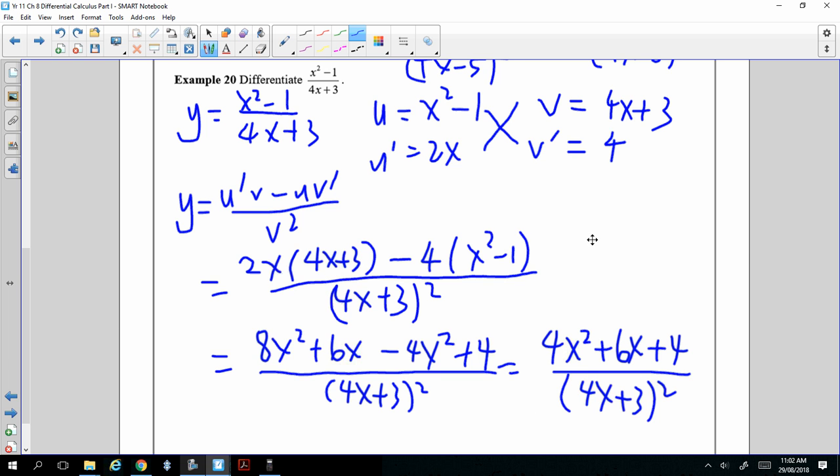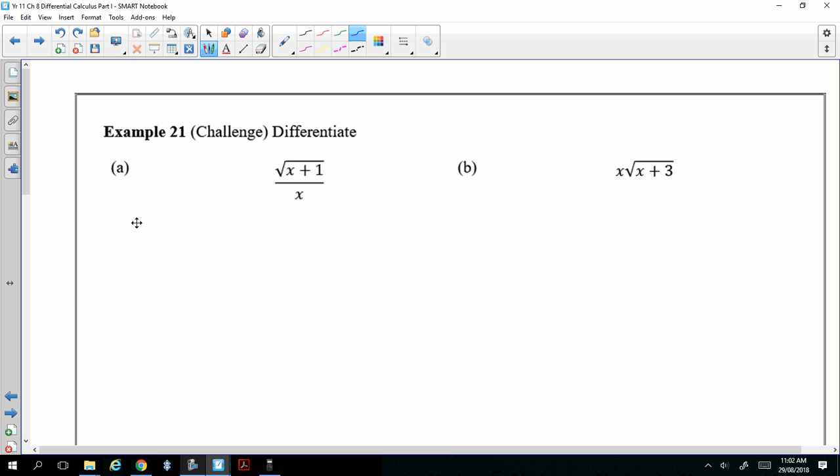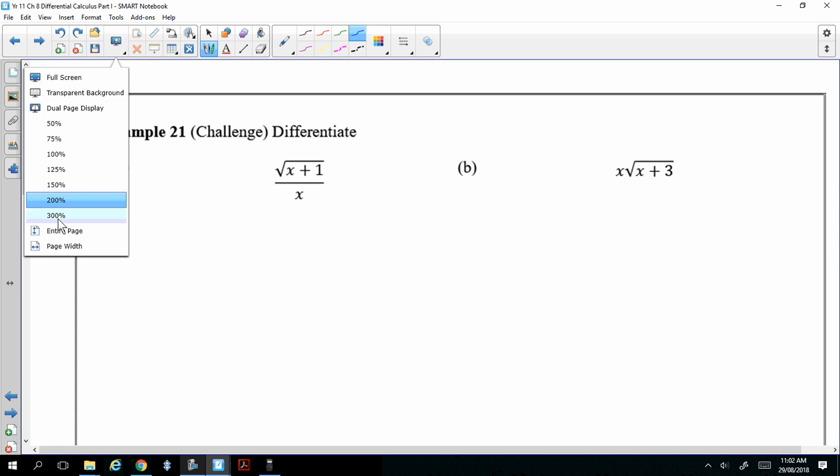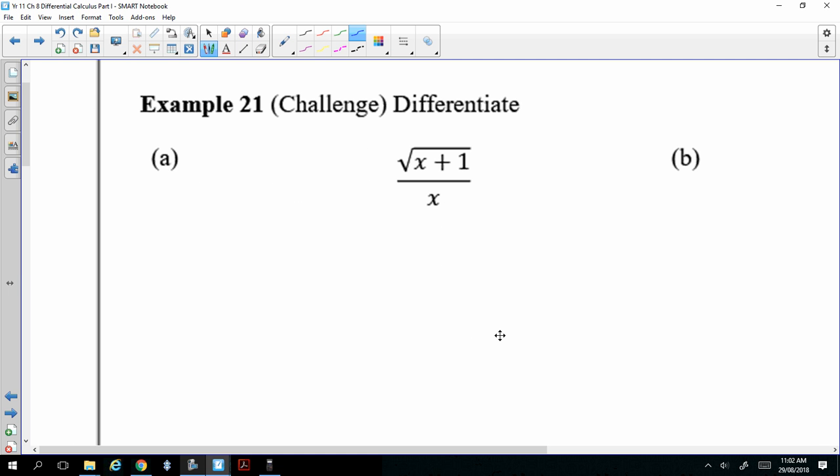We're going to do some hard questions. No, this is not hard. When you see this, hopefully you're still okay. What is this challenge? Challenge. It could be in the exam, so make sure you do it.